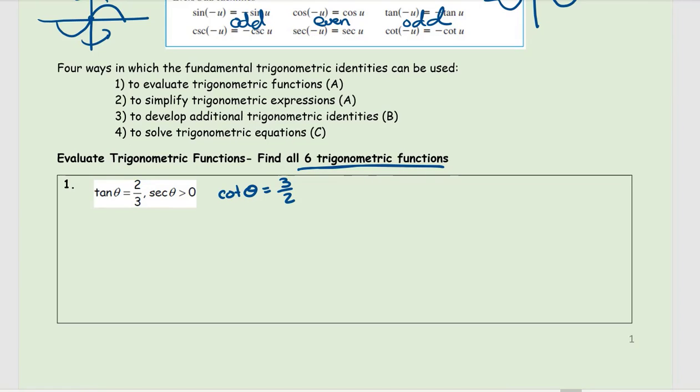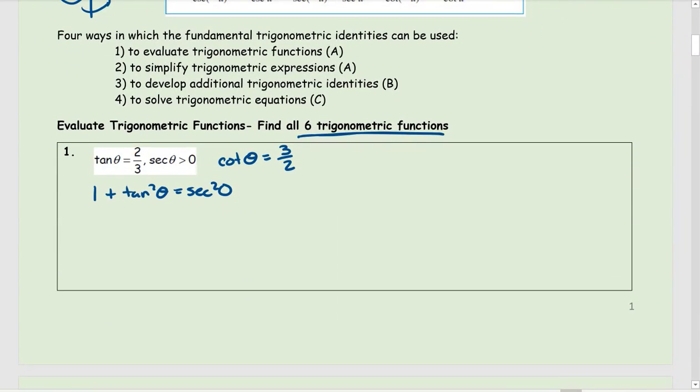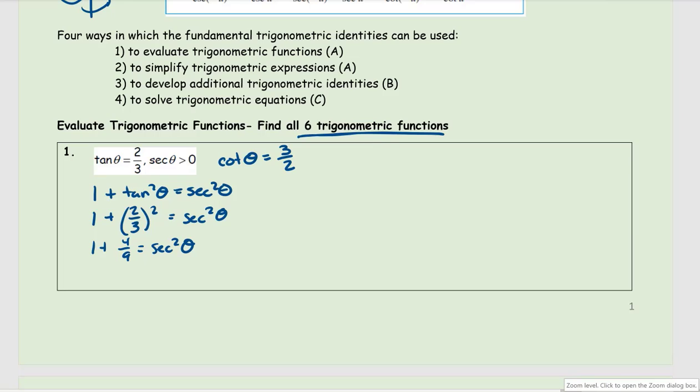Again, I want to evaluate these trigonometric functions using identities. I'm going to use the Pythagorean identity 1 plus tangent squared theta is equal to secant squared theta, which is our second Pythagorean identity up above. Now I know what tangent is, so we have 1 plus 2/3 squared equal to secant squared theta. Okay, so now we have 1 plus 4/9 equal to secant squared theta. We find a common denominator, 9/9, and 9 plus 4 is 13/9.